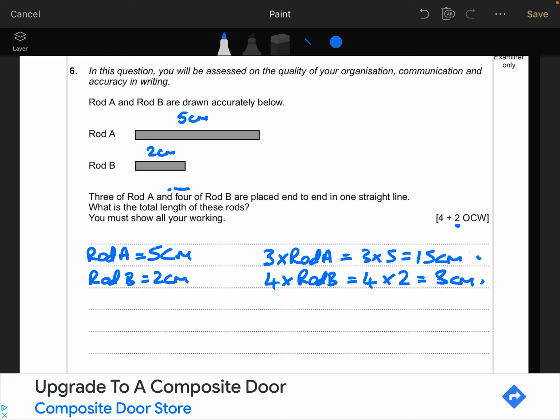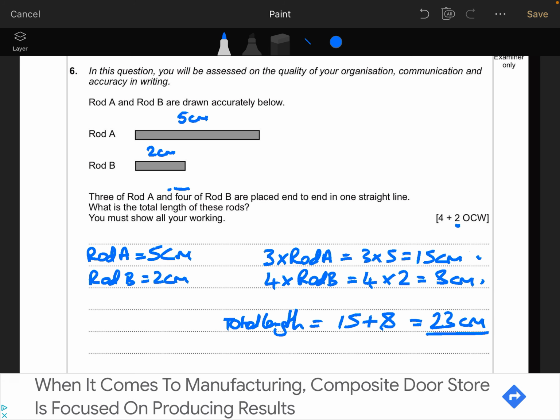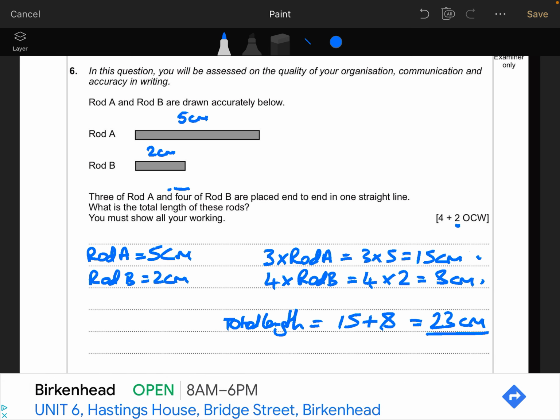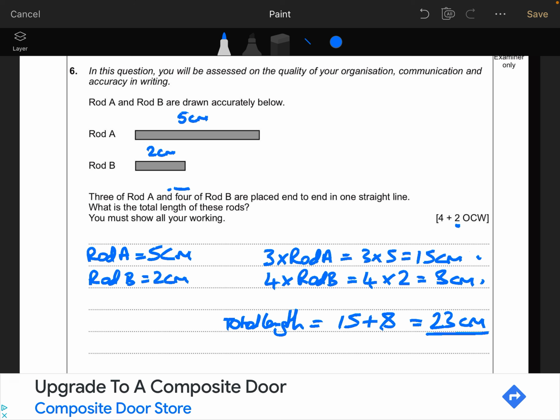Now, what is the total length of all these rods? Okay, we need to add them together, so I'm going to put total length equals 15 plus 8, which equals 23 centimeters, and I'm underlining my answer to make sure that's really clear. And I'll probably just check quickly that I've answered the question. What is the total length of these rods?